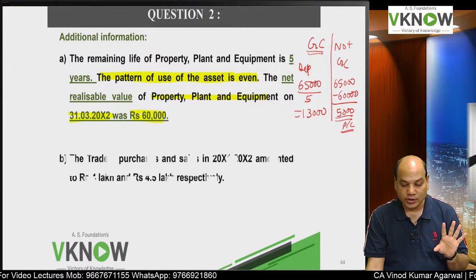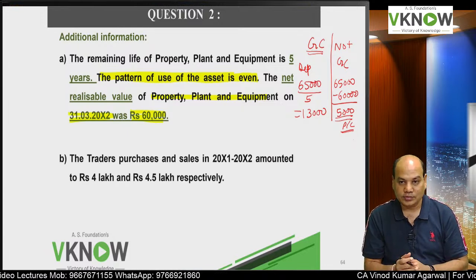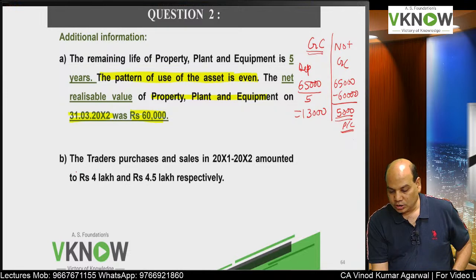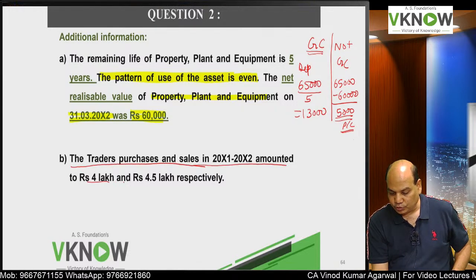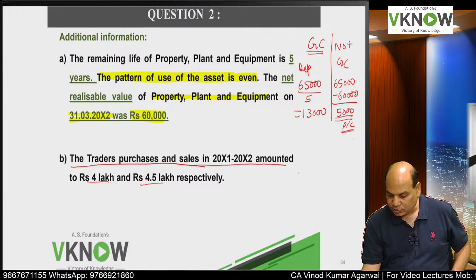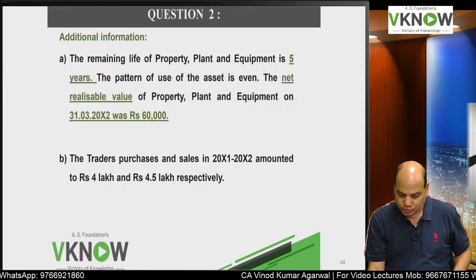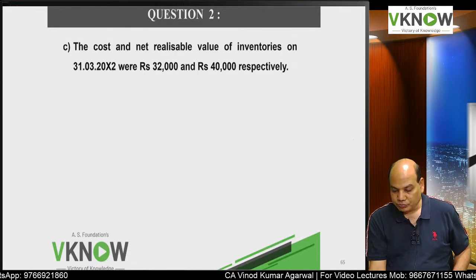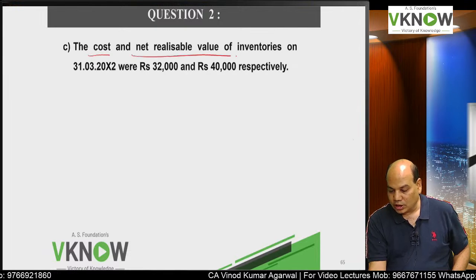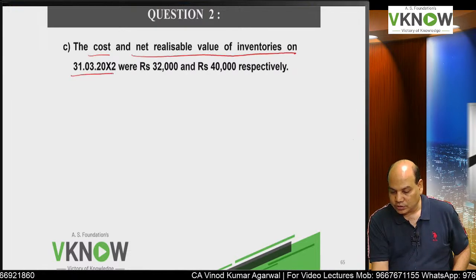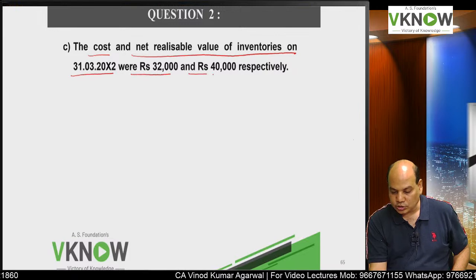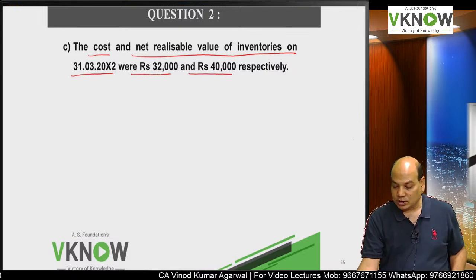If they ask in the exam, first attack this. Okay. The trader purchase and sale amounted to 4 lakh and 5 lakh. That will be same in going concern and non-going concern if you have to prepare statement of profit and loss. Third, the cost and the NRV of the inventory on 31st March 2002 were 32,000 and 40,000 respectively.